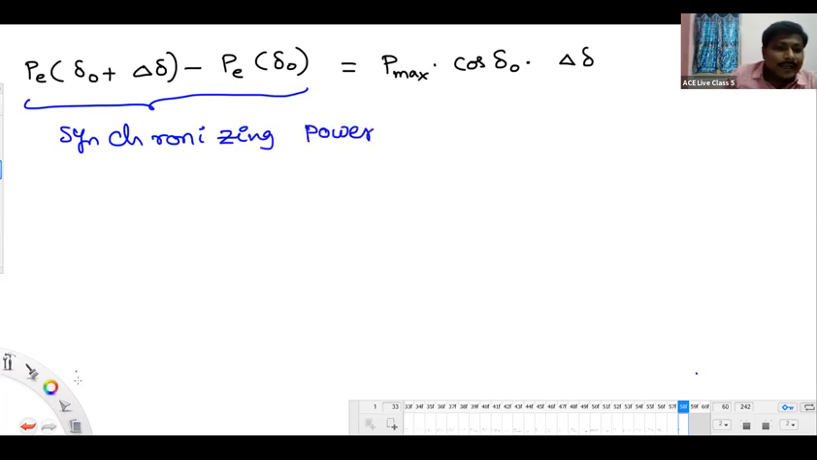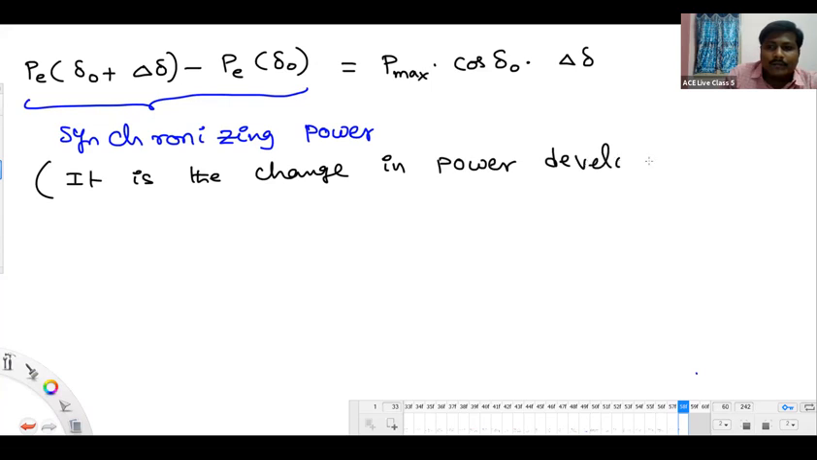Synchronizing power. In brackets, I am writing that simple definition. It is the change in the power developed by the alternator for small disturbances.